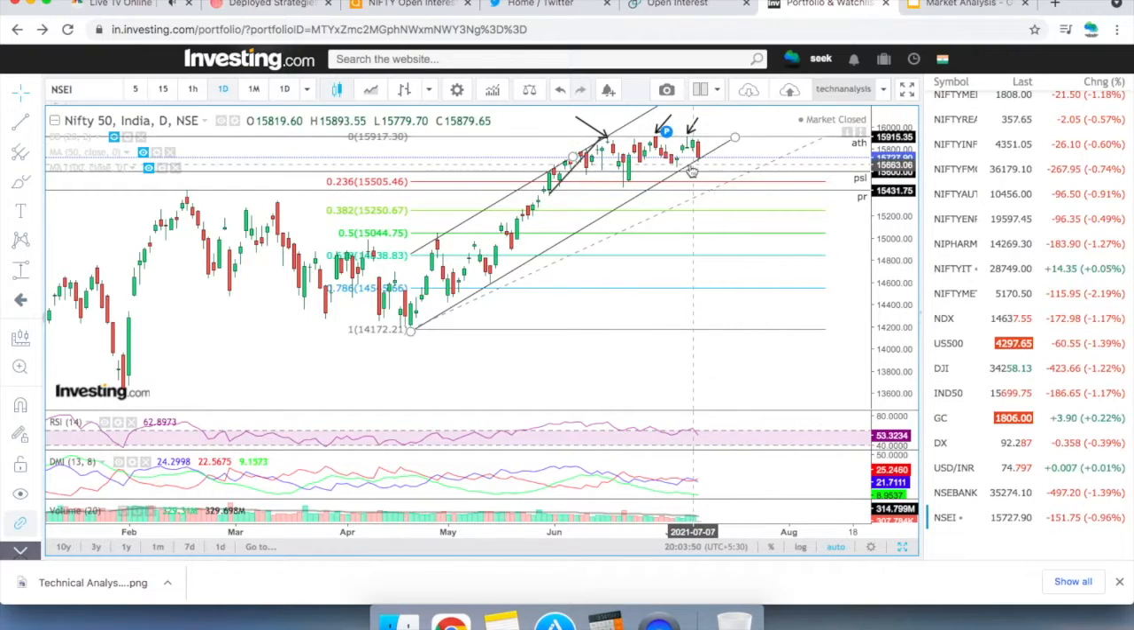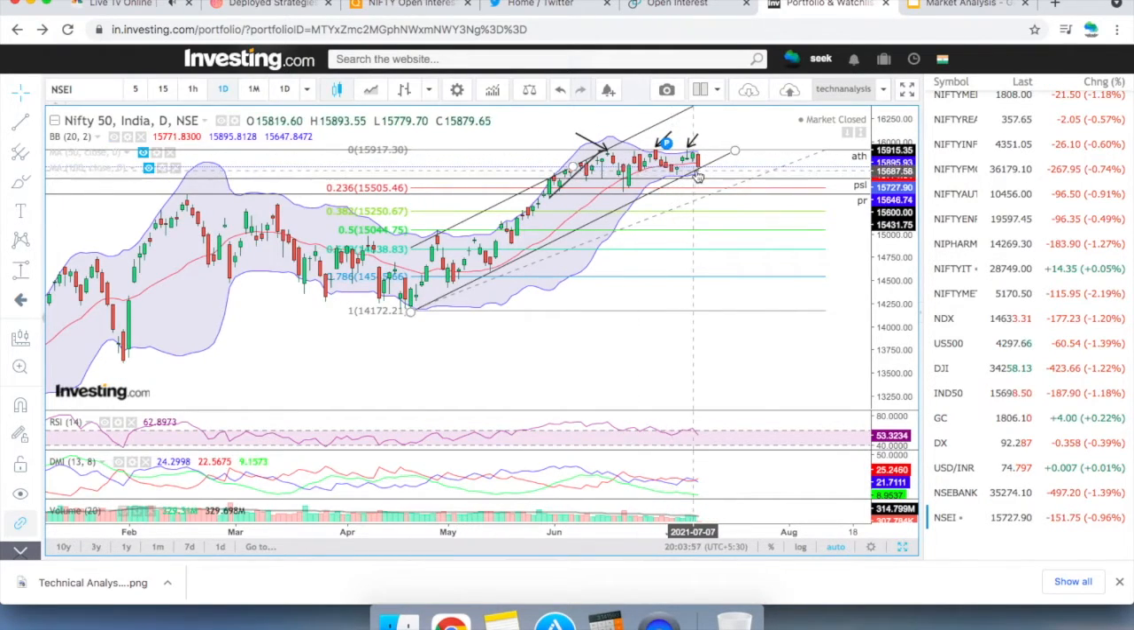Channel support, then Bollinger Bands, moving average support, that is already there, the red one, which is 15,775, which is already broken, right, in the case of Nifty. So first support is the trend line, second support, we already saw that. Second is the previous 15,600, 15,500, then 15,000.